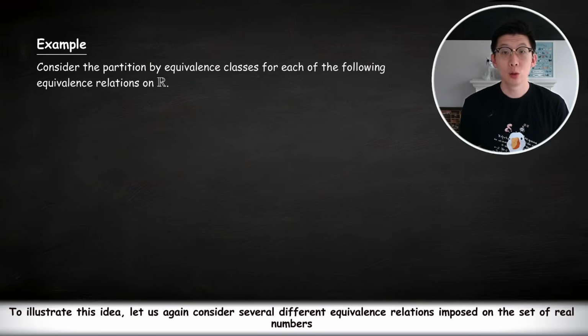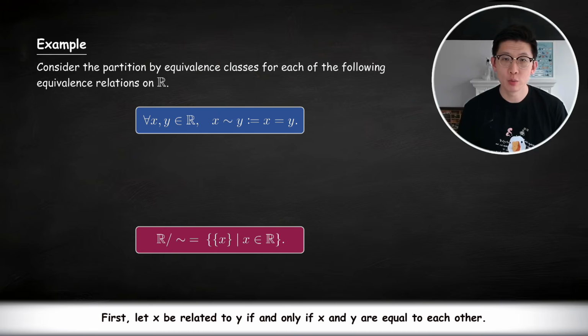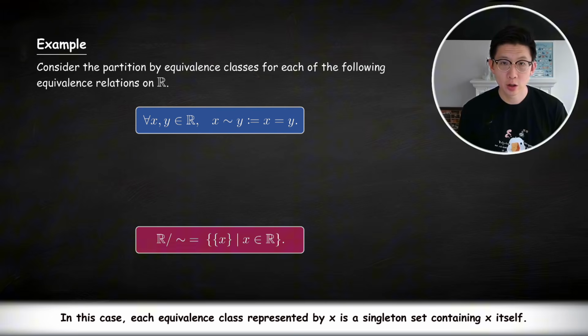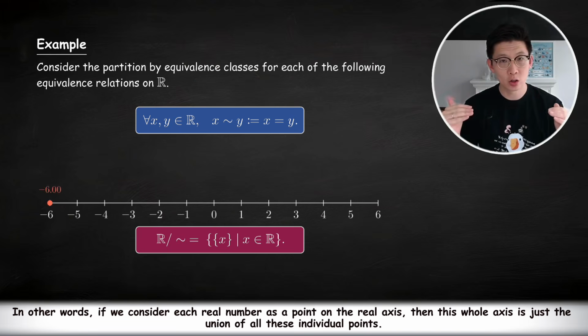That's it. To illustrate this idea, let us again consider several different equivalence relations imposed on the set of real numbers, and try to figure out in each of these cases how the set of real numbers is partitioned into corresponding equivalence classes. First, let x be related to y if and only if x and y are equal to each other. In this case, each equivalence class represented by x is a singleton set containing x itself. In other words, if we consider each real number as a point on the real axis, then this whole axis is just the union of all these individual points.